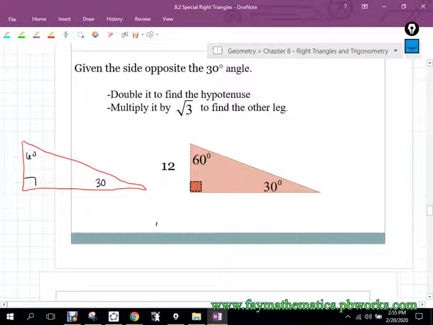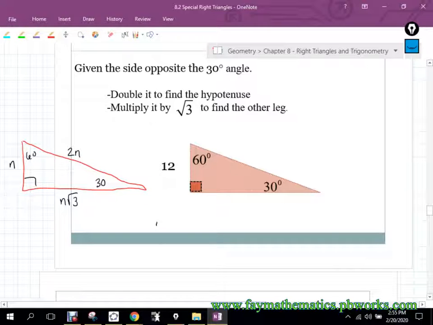So in my template, across from 30, remember that's always my smallest side, so it's n. Across from 90 is always my largest side, and it's double that, so it's 2n. And then across from 60 is n radical 3.